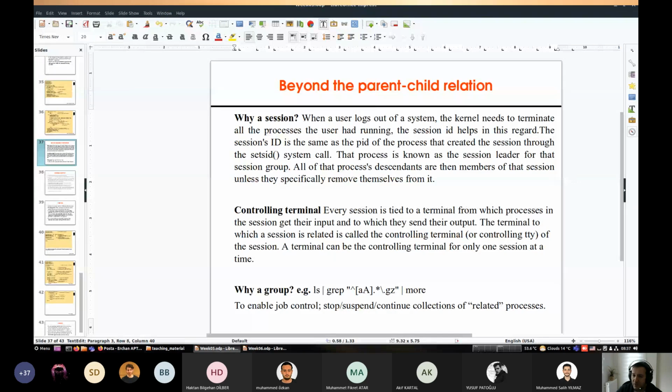Now, what is a terminal in this case? The terminal can be the command prompt where you enter your commands. It can be a distant terminal that you have opened up through a secure shell to a remote computer. It can be anything basically that can accept those commands, that can accept that input. But a session can have only one of them. A session can have only one controlling terminal, and it is to that terminal that the processes send their output and receive their input from.